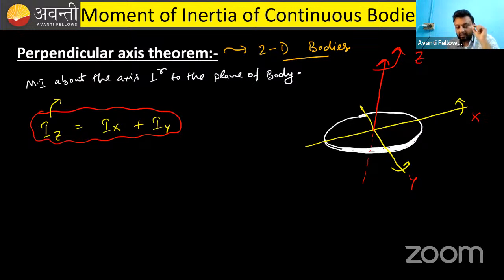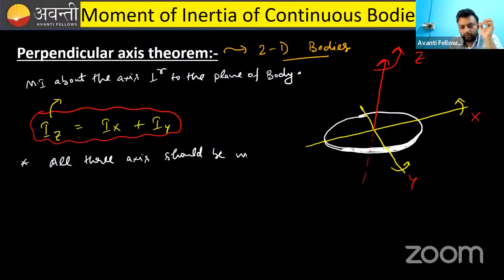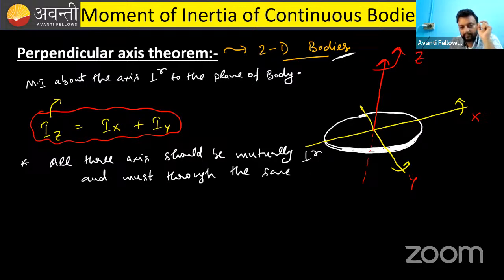Another thing, these three axes should be mutually perpendicular. One thing, it is valid for 2D bodies; another thing, all three axes should be mutually perpendicular and must pass through the same point. Must pass through the same point.